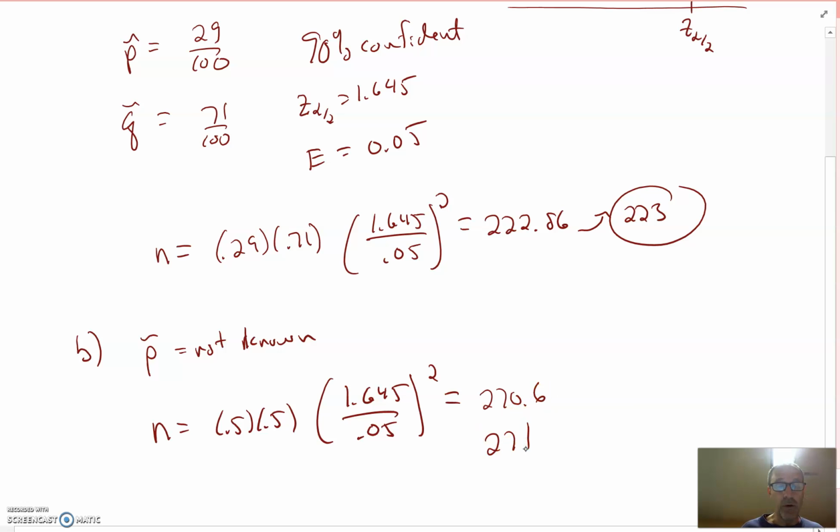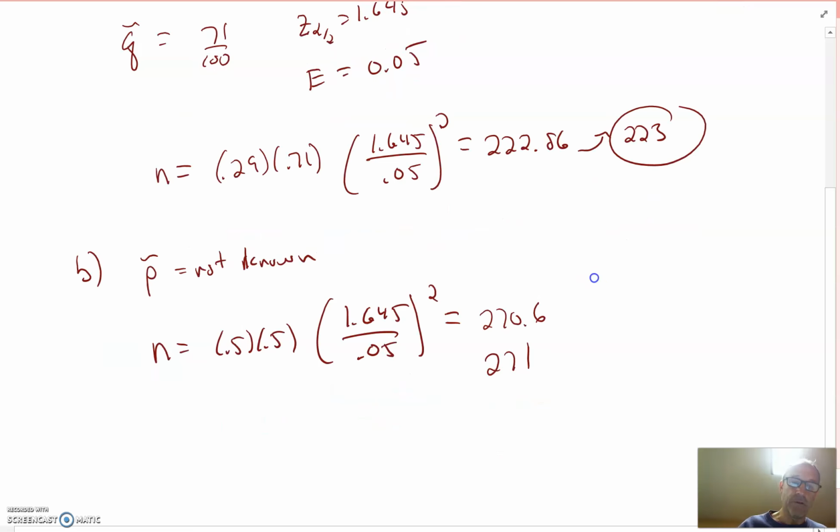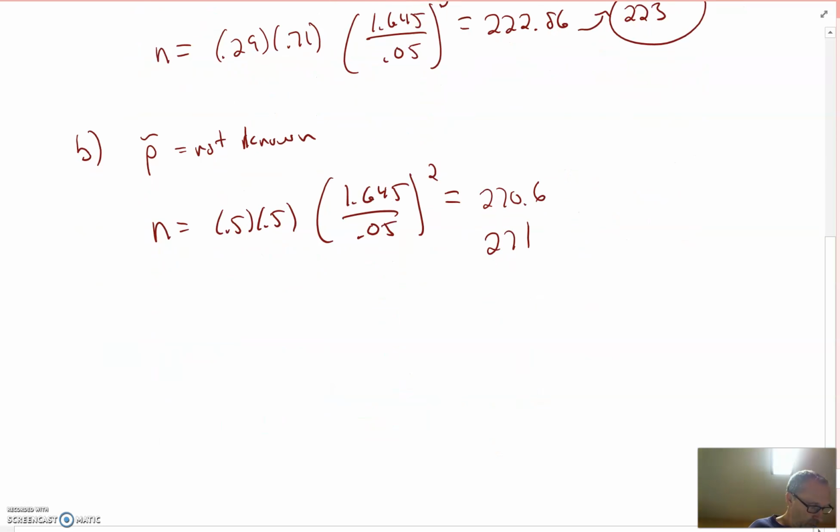Now here's a case where your answer might be a little different than the back because we're using different z values than the table value. So it's okay if you're a little bit off. You're probably still doing it right. All right, let's do one more. Let's do 18.